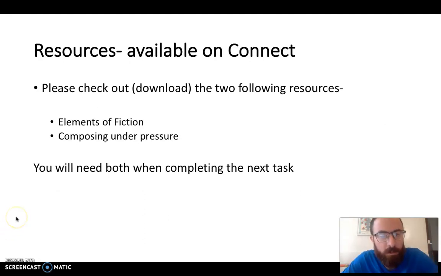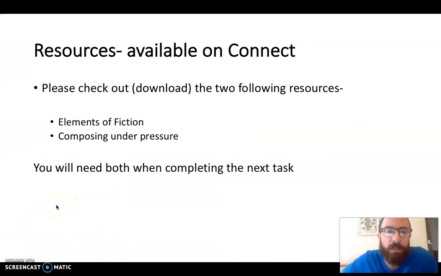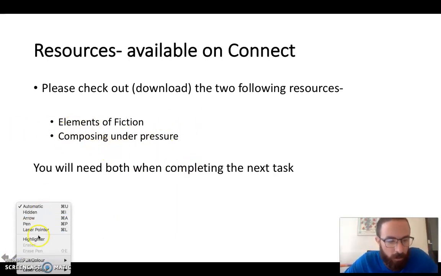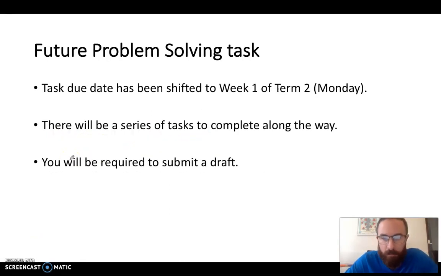Something else I want you to consider, let me just check the timing, 2.5 minutes. Something else I want you to consider is the resources that are available on Connect. When you get a moment and Connect is not being too slow, please download the following 2 documents: Elements of Fiction and Composing Under Pressure. You're going to need both when you're completing the tasks, this task, particularly the composing, this one here. Oh, hey, does this even work? Hey, look at that. You definitely need this one. It's a great resource that will help with the creative writing, so something to consider.